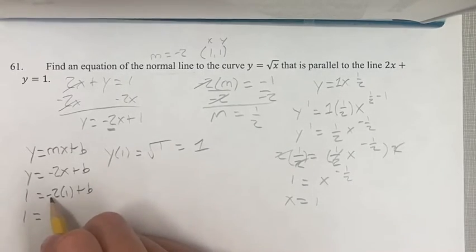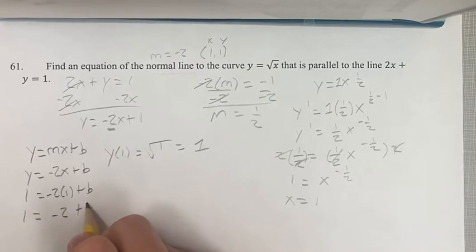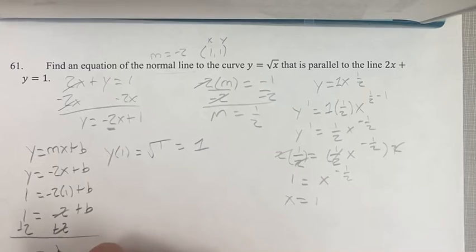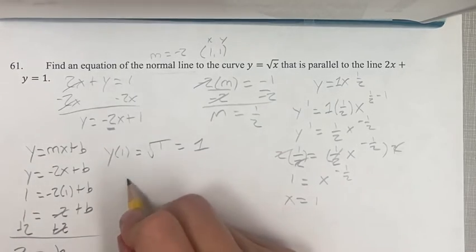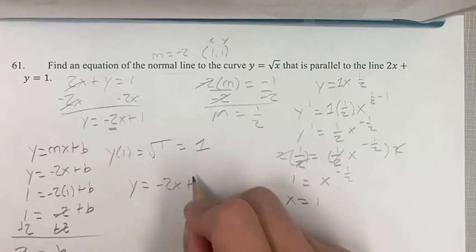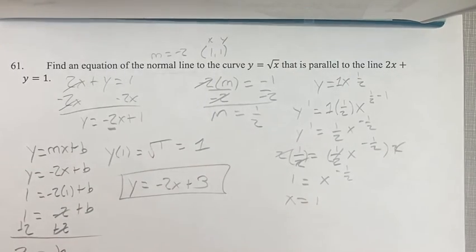So we have 1 is equal to negative 2 times 1 is negative 2 plus b. Adding 2 to both sides, we get b is equal to 3. So this, as a final equation, is negative 2x plus b, which is 3. y is equal to negative 2x plus 3.